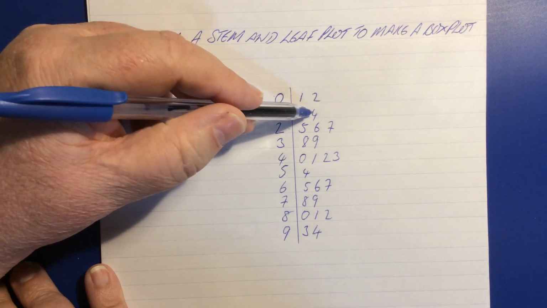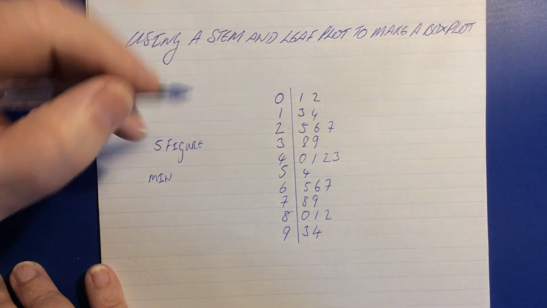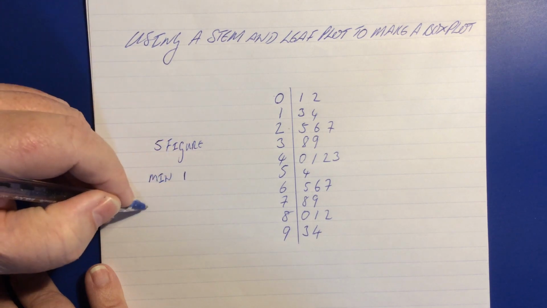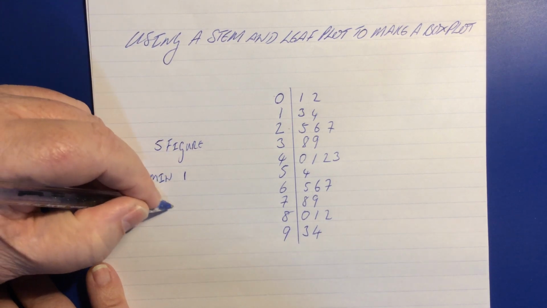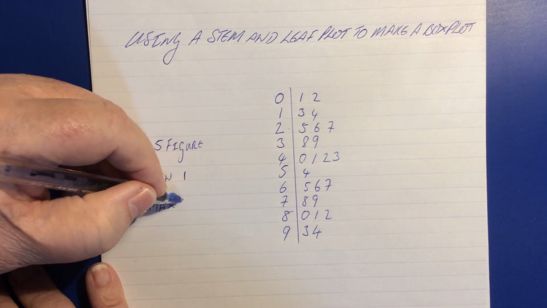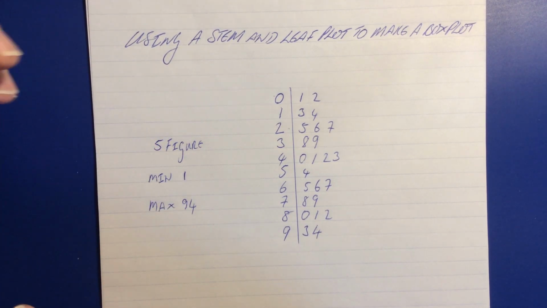This we read as 13 and 14. So this we read as 1 and 2. So the minimum is 1. The maximum is 94. Those are the easy ones.